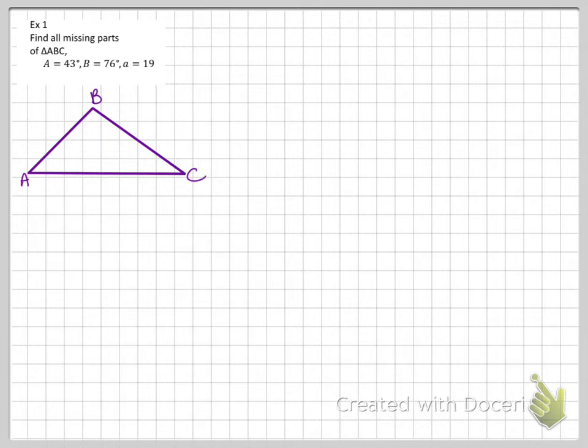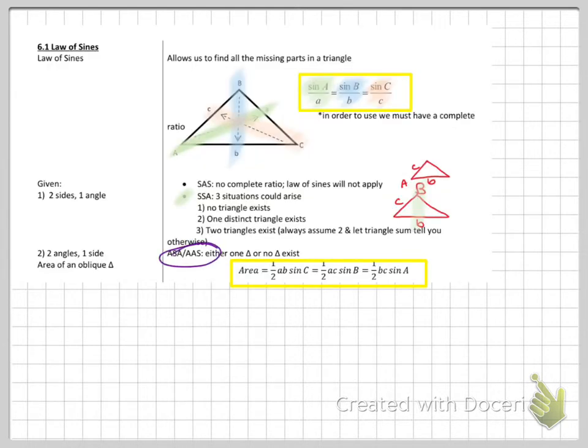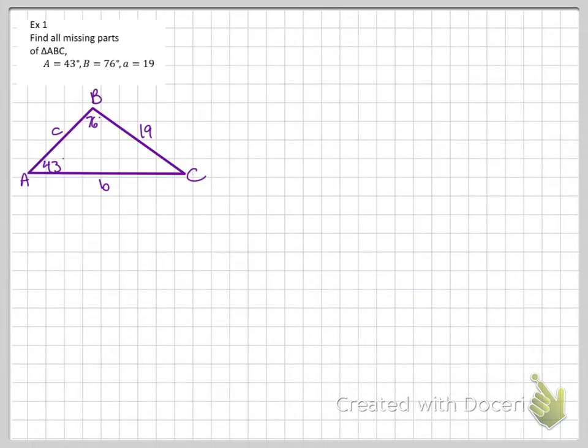So let's fill in what we're given so far. Capital A is 43. Capital B is 76. Lowercase a is 19. So lowercase a is across from capital A, 19. The other sides are the lowercase letters across from the capital letters. So based on the numbers here, we have angle, angle, side. So angle, angle, side, either there's going to be one triangle or no triangle at all. So we're going to do the math to find out. Law of sines. I try to partner up an angle and its opposite side. It does work, so I can use law of sines. Sine of 43 over its opposite side has to equal.